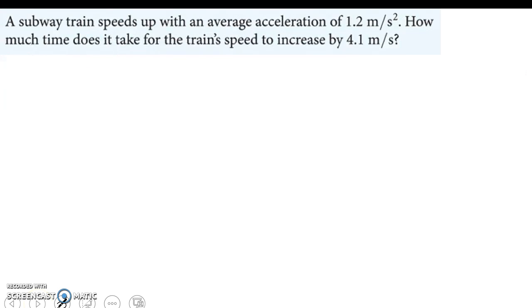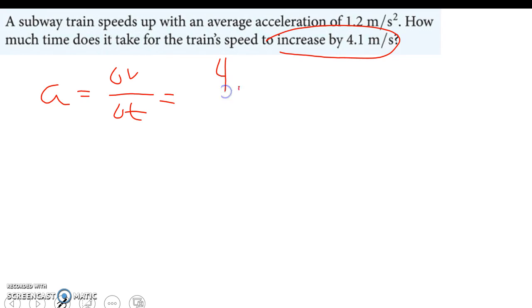So, a subway train speeds up at an acceleration of 1.2 meters per second squared. How much time does it take for the train's speed to increase by 4.1 meters per second? So, acceleration is change in velocity over change in time. We don't have to worry about our final and initial velocities. We just know the change is going to be 4.1. We're trying to find delta t, knowing that our acceleration is 1.2. So we do our magic math here.